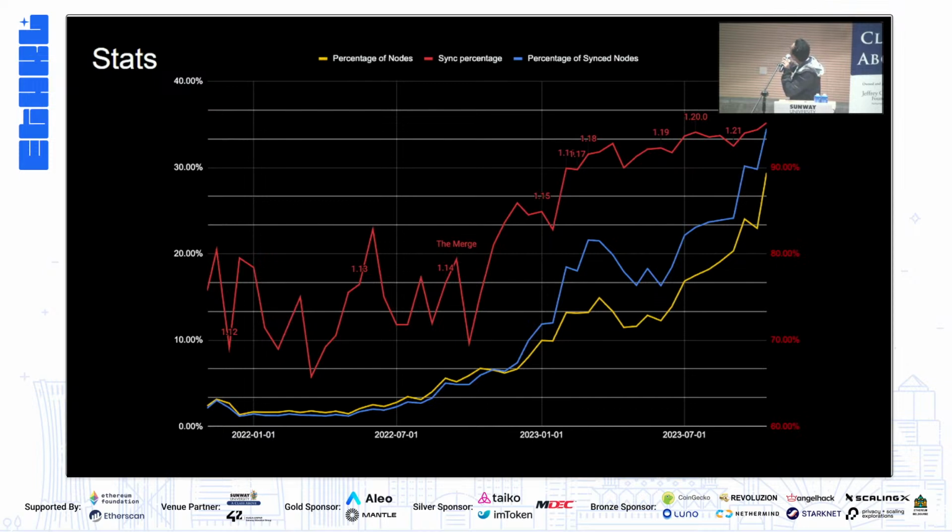So actually, when it goes up, what happens is Geth goes down a lot. There's 100 or so Geth nodes that go down, and when it goes down over here, there's 100 or so Geth nodes that actually go up. So the percentage is a bit flaky because of Geth.